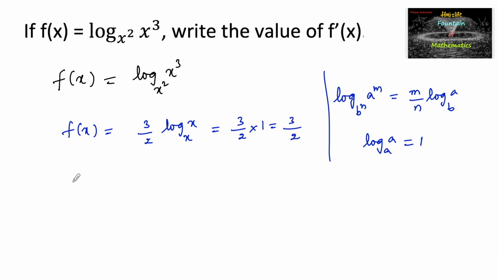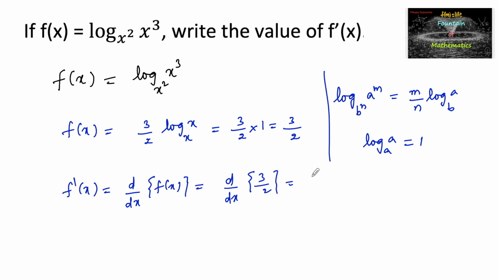And then differentiation f dash of x is equal to d by dx of f of x, that is d by dx of 3 by 2. So 3 by 2 is a constant and we know differentiation of a constant is 0. So the answer is 0.